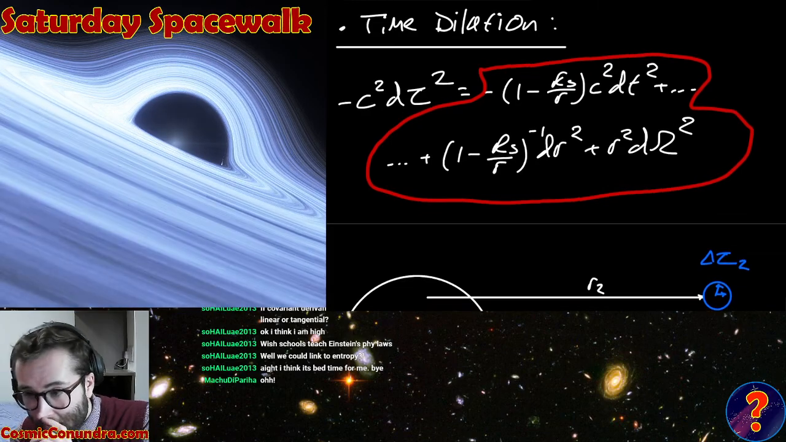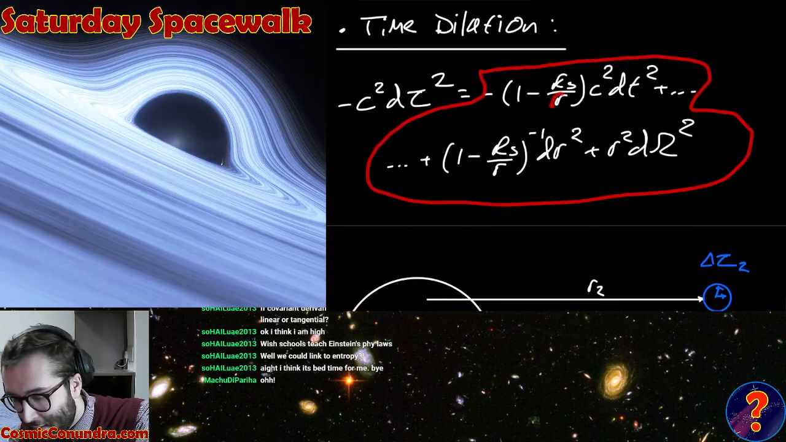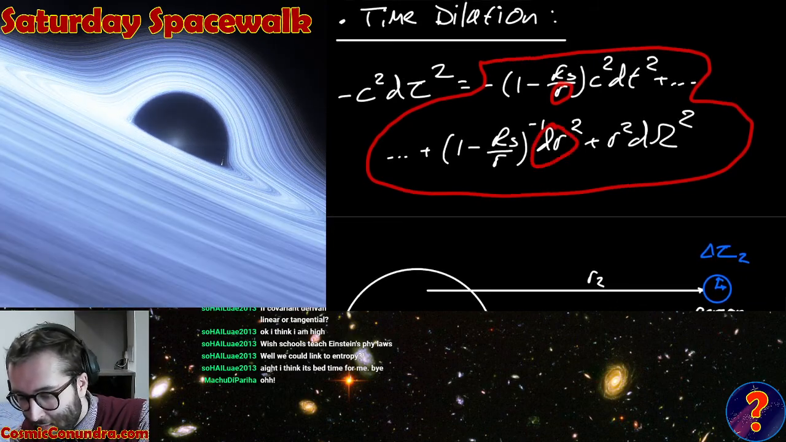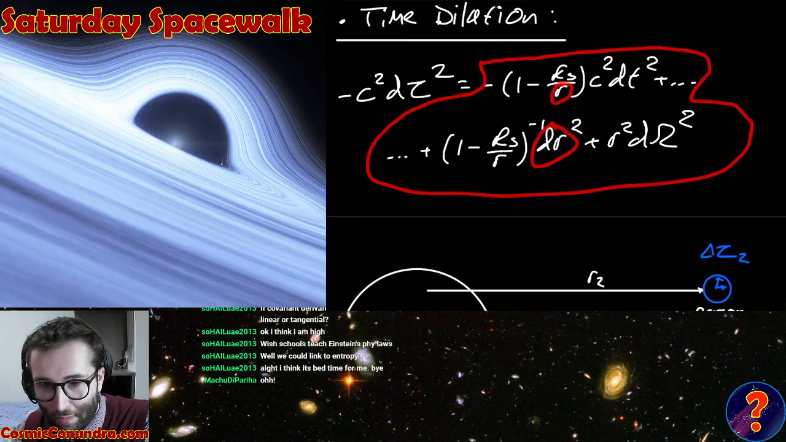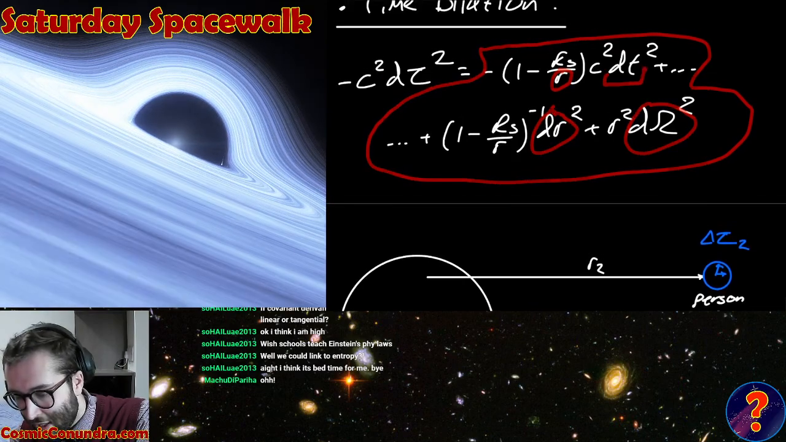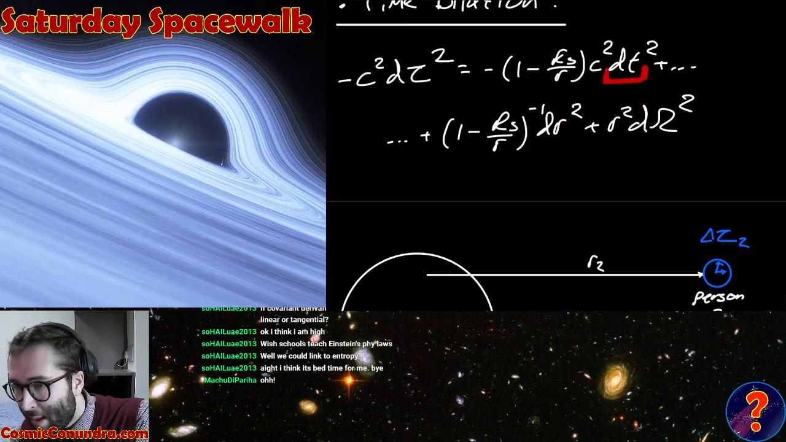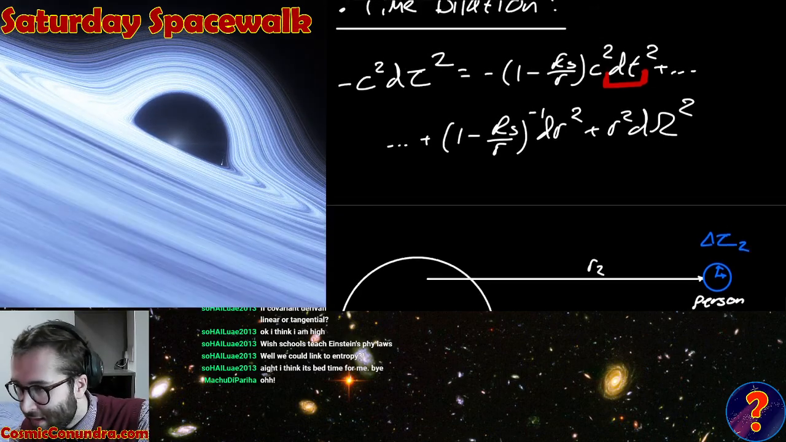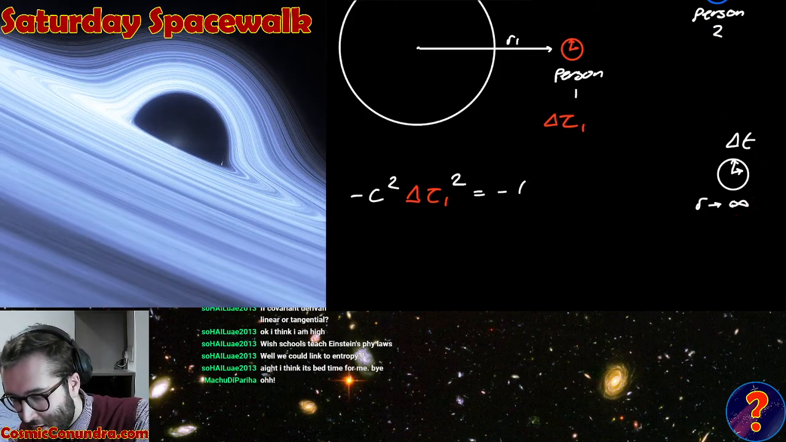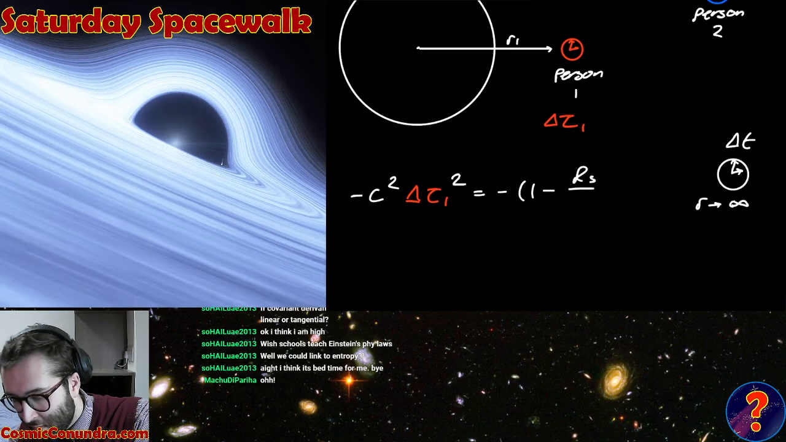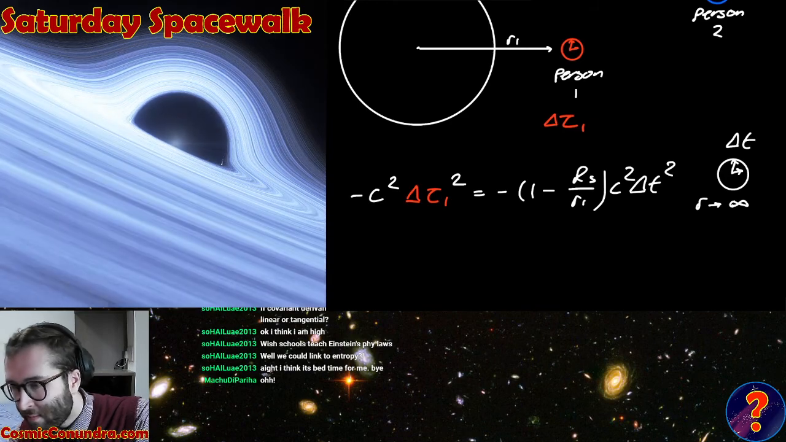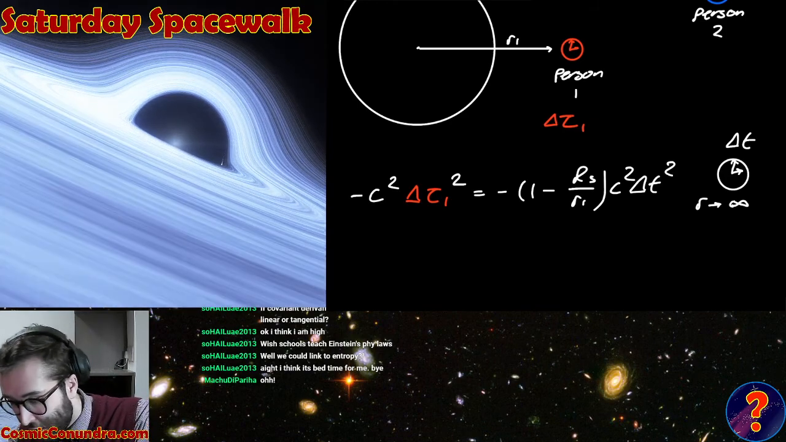But the coordinates of person 1, well, his radial distance from the black hole is r1. He's not moving, so his Δr is 0. He's not changing his spatial position, and he's not changing his angular position. So the only thing that changes is this dt here, which, remember, is the time measured by the coordinate clock. This is a very large distance away. So we have this equation. Okay. And then we can write the same thing for person 2 as well.